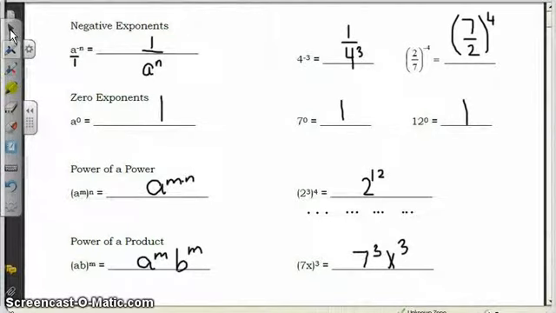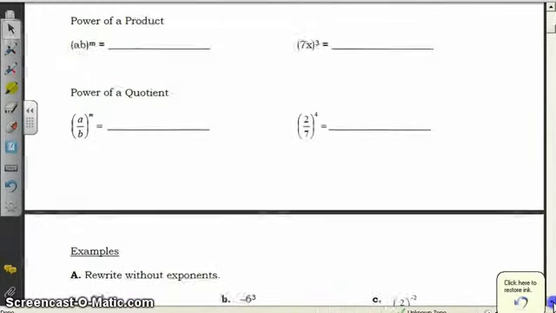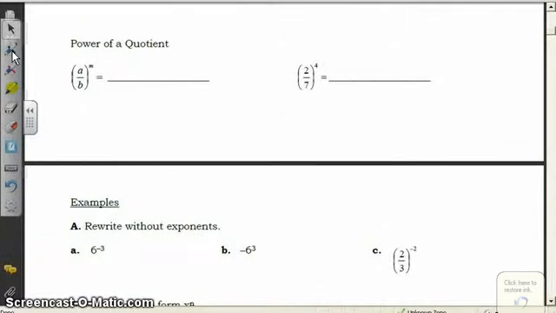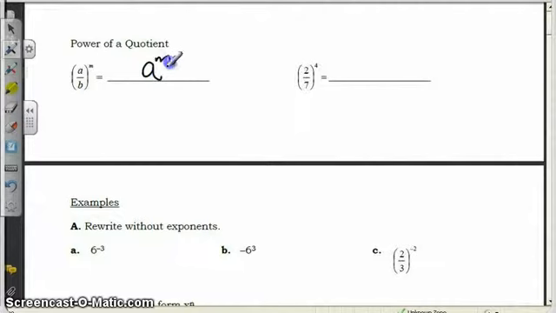Moving down. I have power of a quotient. Again, we need to distribute that exponent, so it would be a to the m over b to the m. So this example would be 2 to the 4th over 7 to the 4th.